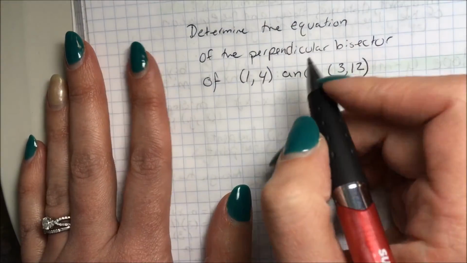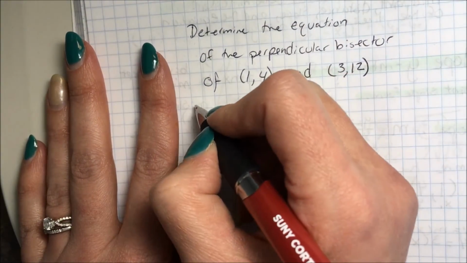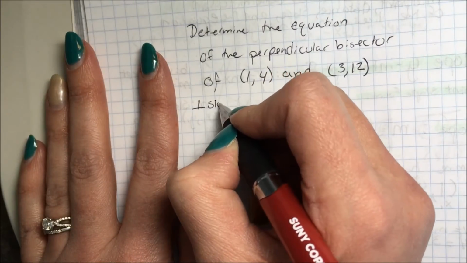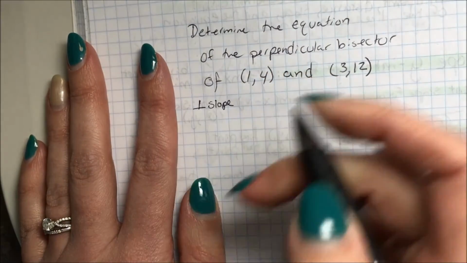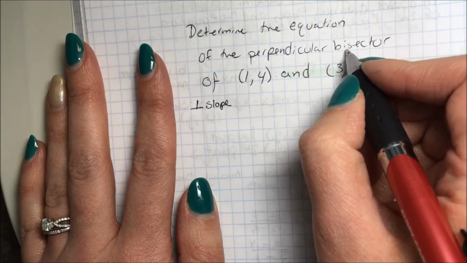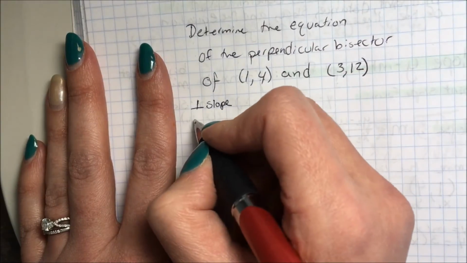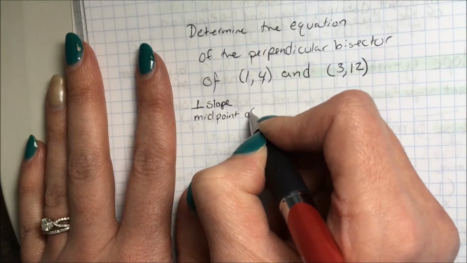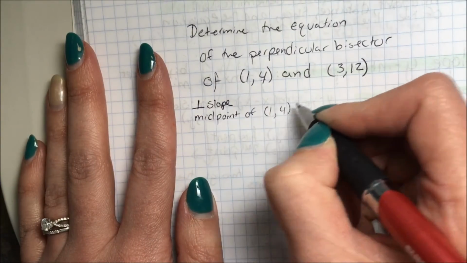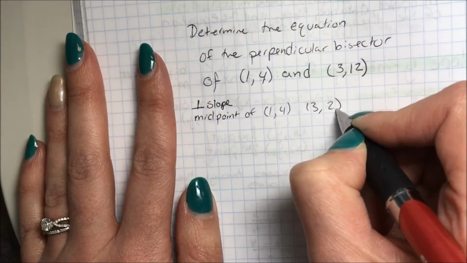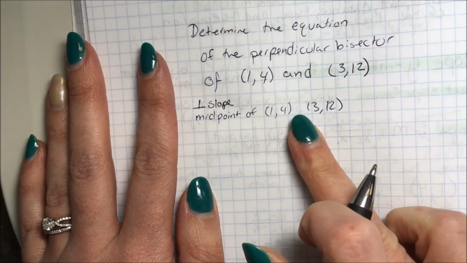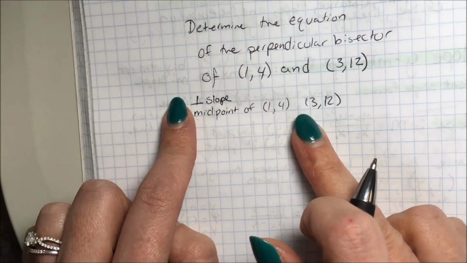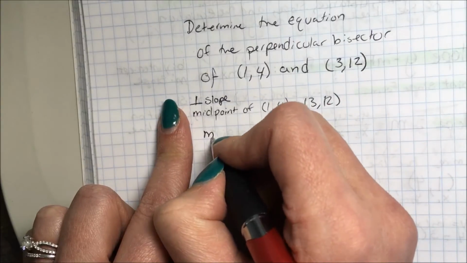Okay. So I need to know 2 things. First, I need to find the perpendicular slope, and I need to find the point that's in between these. So I need to know the midpoint. So let's start with the easier route here. First, I need the midpoint of these 2 points. So I'm first going to find the midpoint.